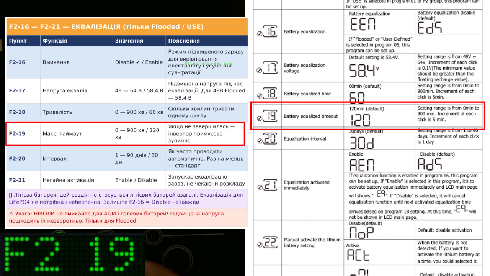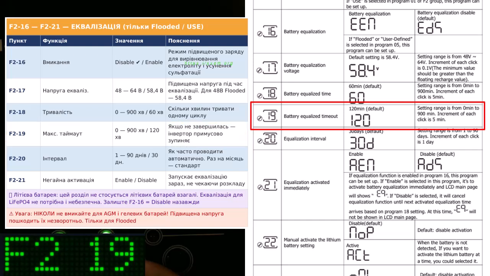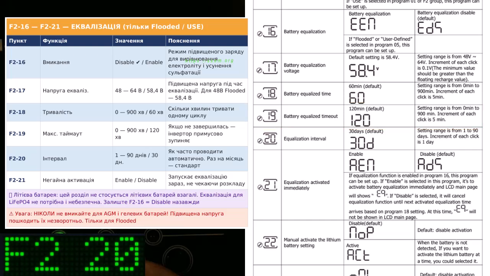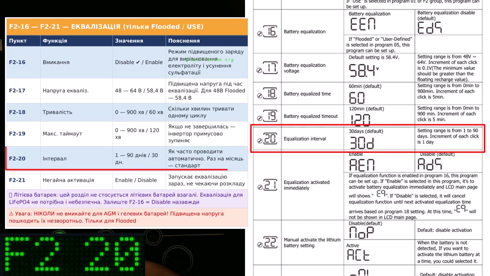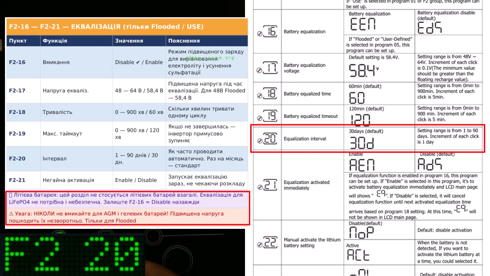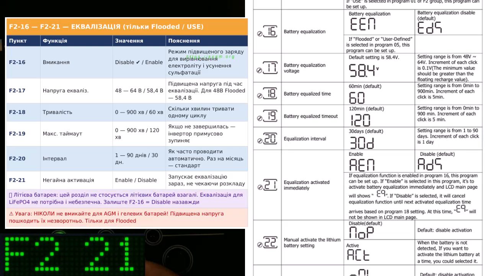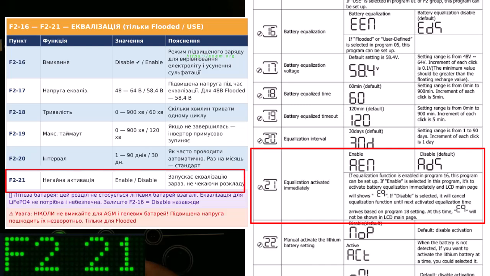F219, maximum timeout. From 0 to 900 minutes. Default is 120 minutes. If equalization has not completed within this time, the inverter forces it to stop. F220, interval between equalizations. From 1 to 90 days. Default is 30 days. So once a month the inverter automatically performs the procedure. F221, immediate activation. Enable launches equalization right now, without waiting for the schedule.